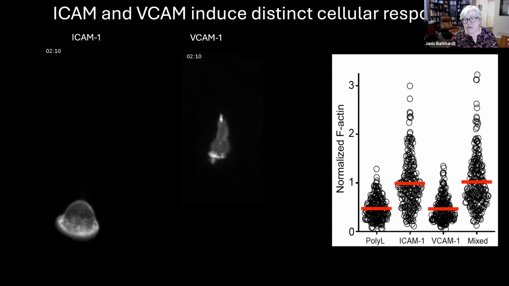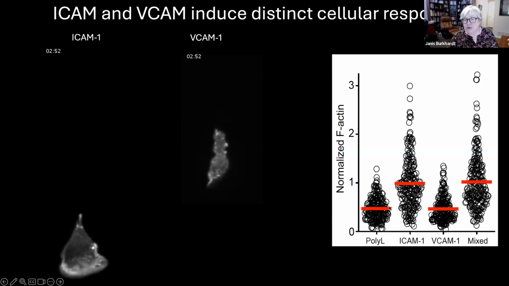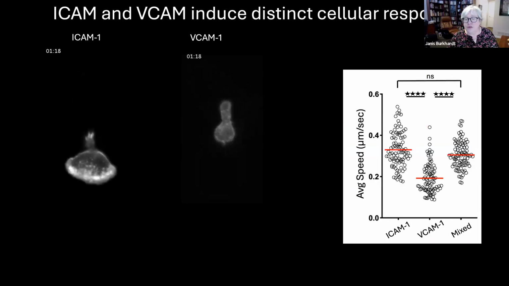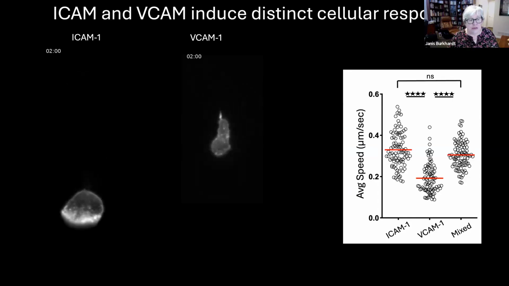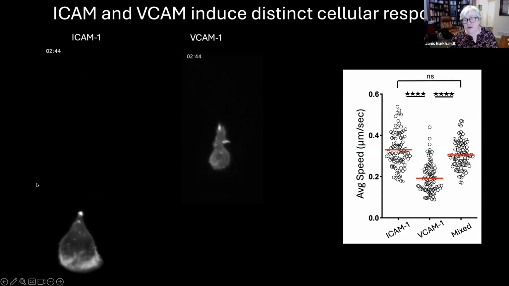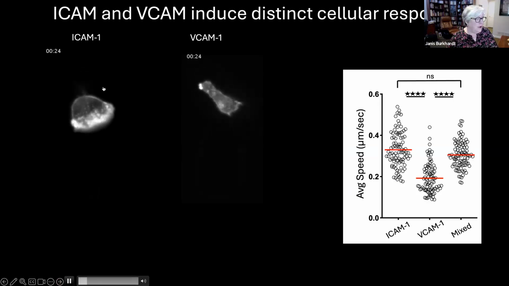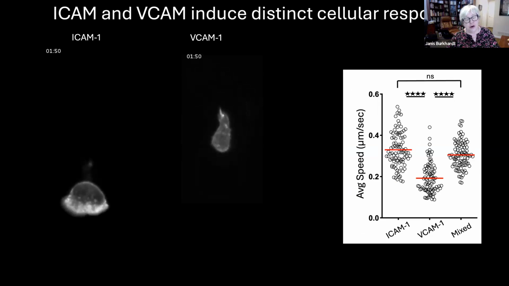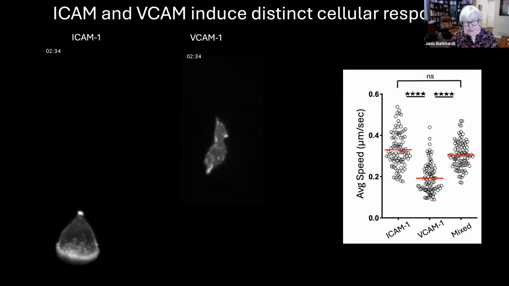And so this plays itself out in terms of the amount of F-actin that the cell polymerizes at the interface, and also at how fast these cells can migrate. The cells going on ICAM1 go quite a lot faster than the cells on VCAM1. So here's already a case where two different extracellular stimuli are triggering two different modes of motility.